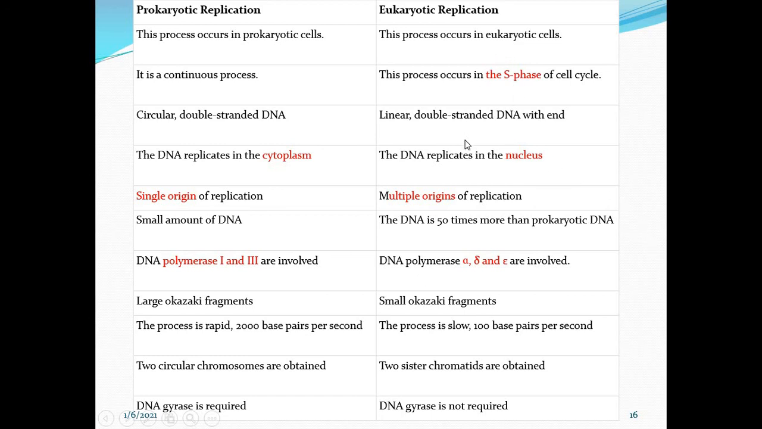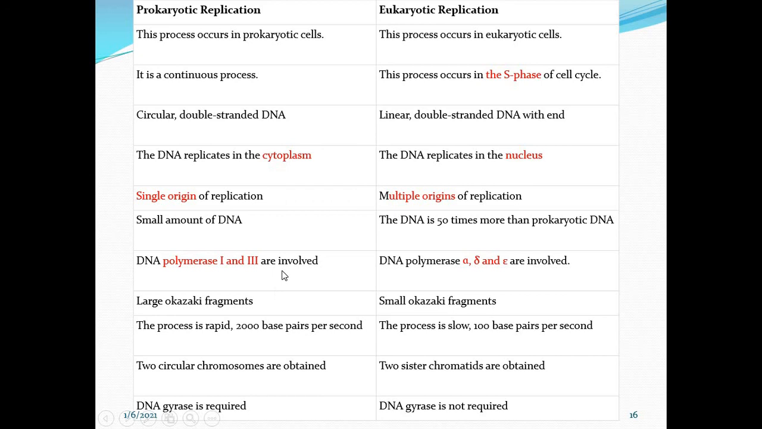And one more thing, eukaryotic DNA is present in the nucleus, and in eukaryotes DNA replication takes place mainly during the S phase of the cell cycle. However, in the prokaryote this is a continuous process, which means it is not restricted to any phase of the cell cycle.